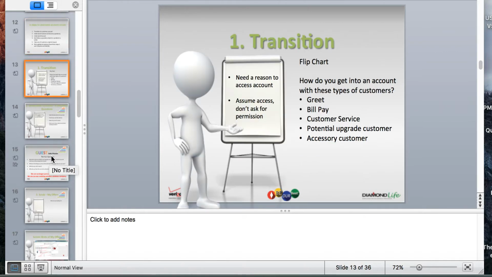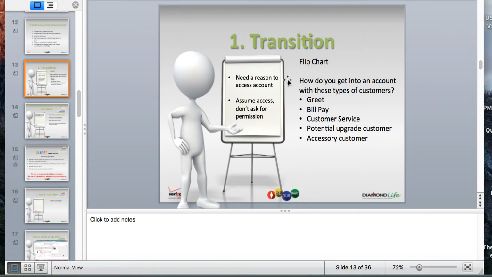Okay, so step number 1, transition. First, we need a reason to get into the account, right? And then the second point we need to make is assume access, don't ask for permission. If we just say, hey, can I get into your account? You're giving your customer an opportunity to say no. What you want to say is just assume that we're going to get into the account.